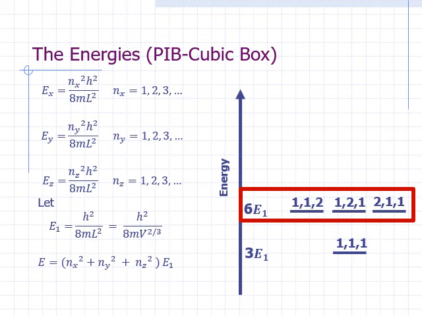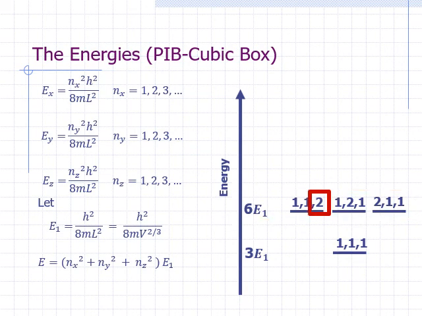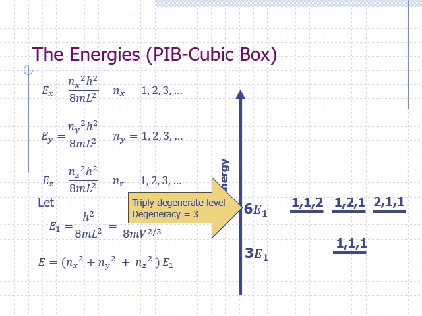There are three ways that this can happen. Either n sub z is 2, n sub y is 2, or n sub x is 2, while the other two quantum numbers are 1. So what is the degeneracy of the first excited energy level? The answer is 3. The level is said to be triply degenerate.